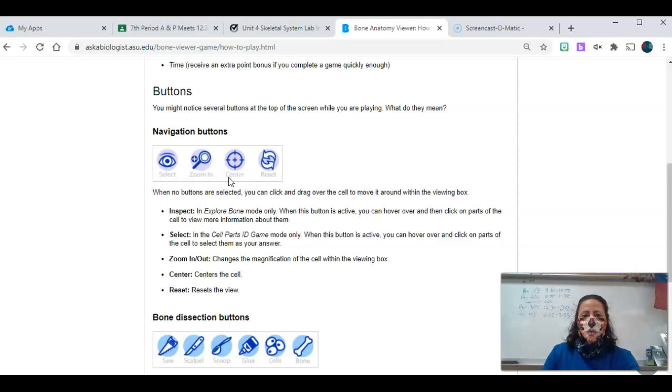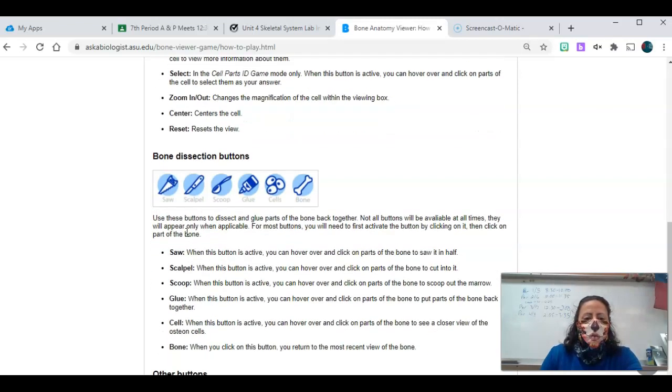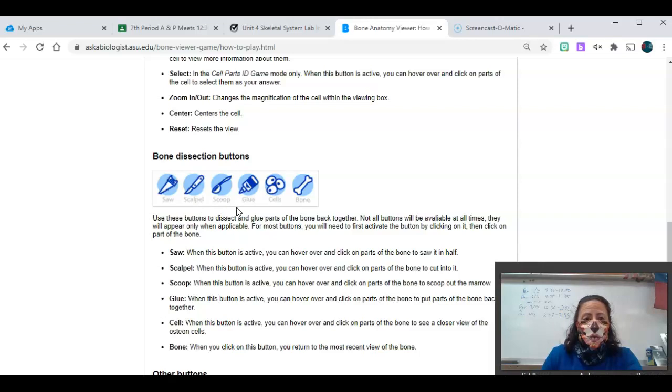The center recenters the bone to the middle of your screen. And then reset sets it to the beginning. The cool part about this interactive lab here is the bone dissection buttons. So you can saw through the bone, you can use a scalpel to cut through layers delicately, you can scoop out parts of it. You can glue pieces of the bone back together if you want to start from scratch.